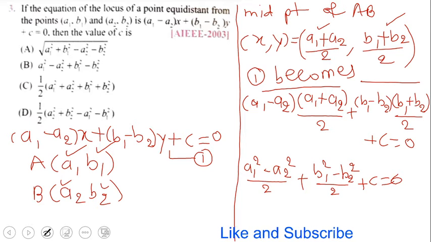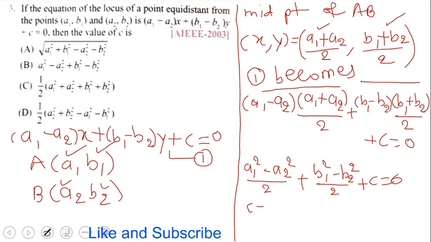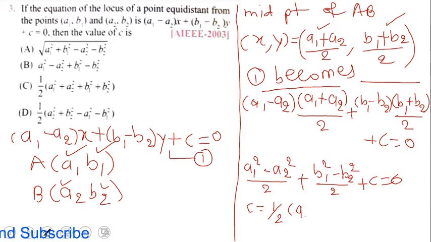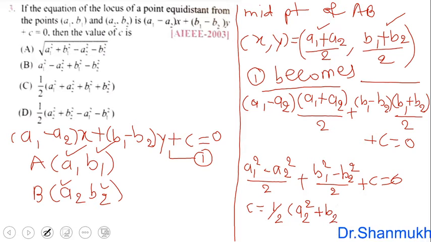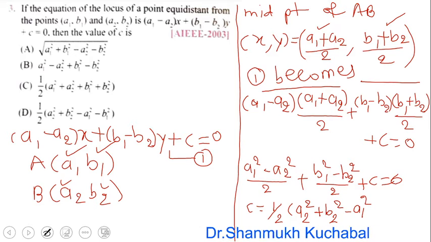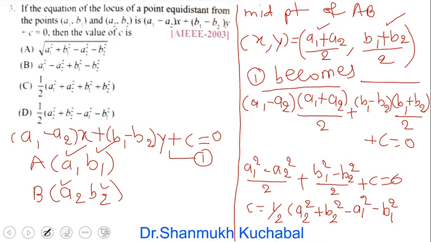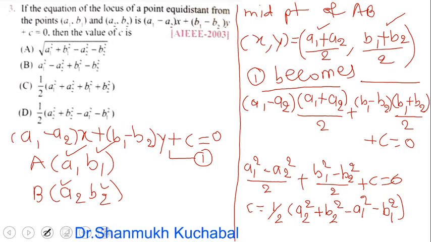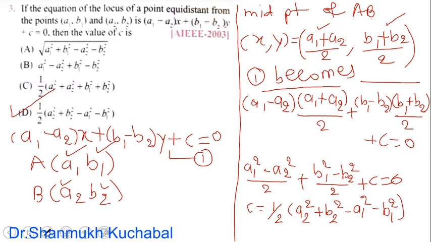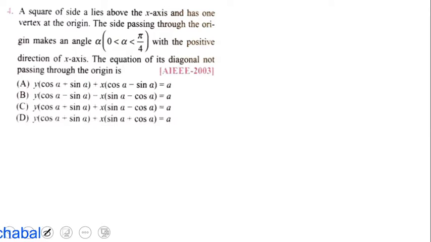So further we will write the value for C. Therefore C we get as 1 by 2 times, inside the bracket, A2 square plus B2 square minus A1 square minus B1 square. Therefore option D is the right answer here. Like this we have to find a solution. Okay, we'll move to the next example.